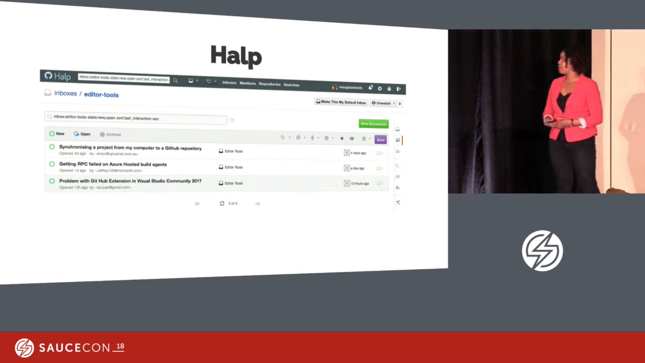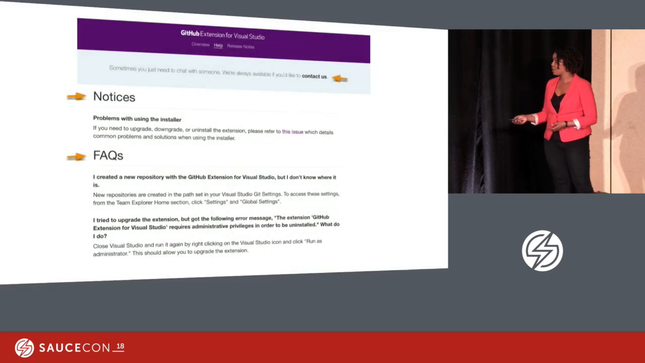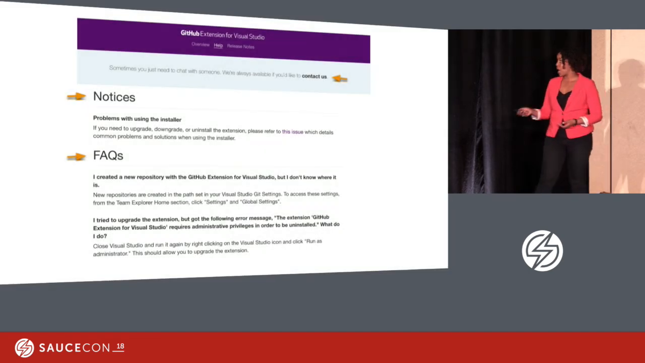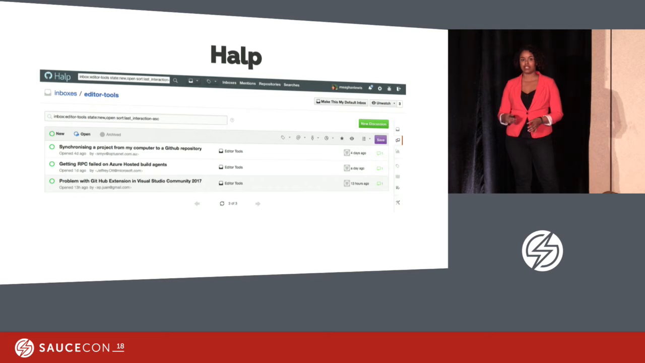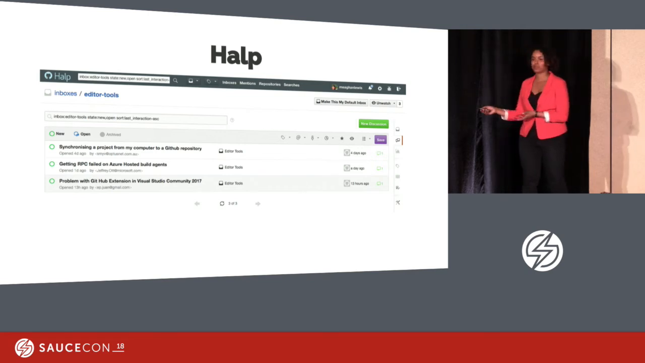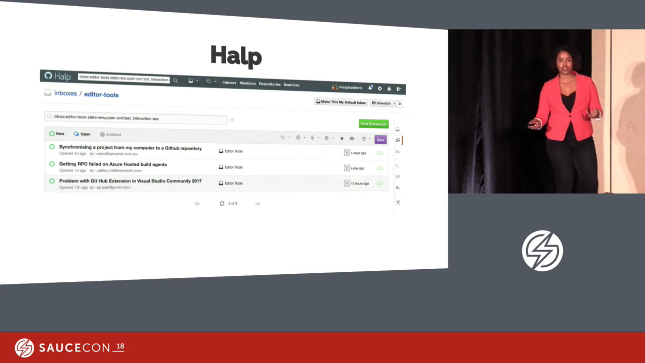And then I wanted to talk for a minute about Help. Help is kind of the internal support system that we use at GitHub. So that link to contact us that I showed in the last slide, what happens if they choose to contact us? They can craft an email, and then that will be sent to this inbox, which is kind of like a shared inbox for my team.